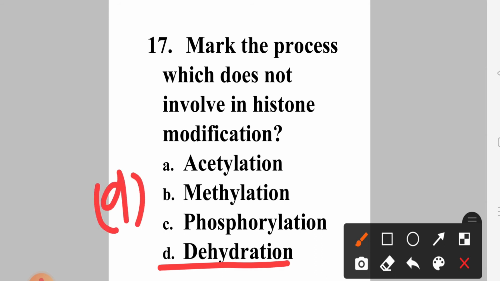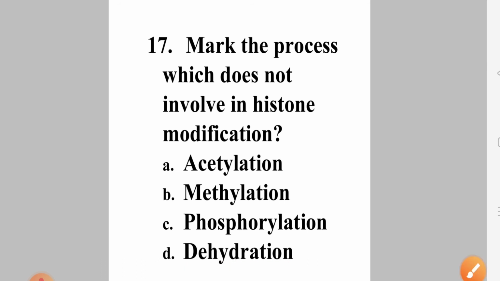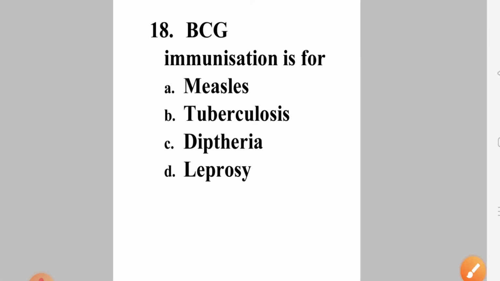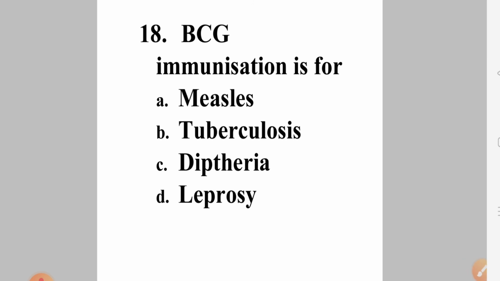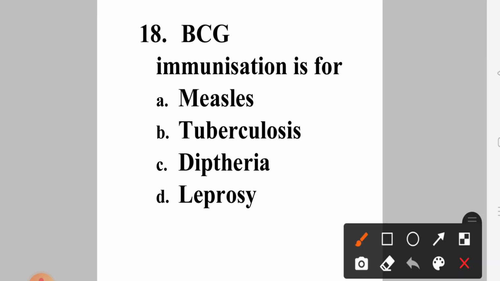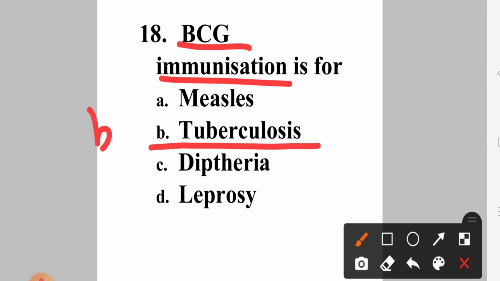Now, okay, now come to question number 18. BCG immunization is for: A. Measles. B. Tuberculosis. C. Diphtheria. D. Leprosy. So याद रखना, BCG immunization is for tuberculosis, option B.